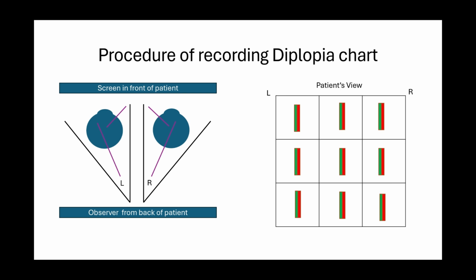So, here we see that there is a screen in front of the patient. Here the observer is shown to be standing behind the patient. It need not necessarily be done like this always. The light can be shown by standing in front of the patient also. But the patient's response has to be recorded as per how the patient sees, that is the patient's view. So, the right responses will be on the right side and the left responses will be on the left side.